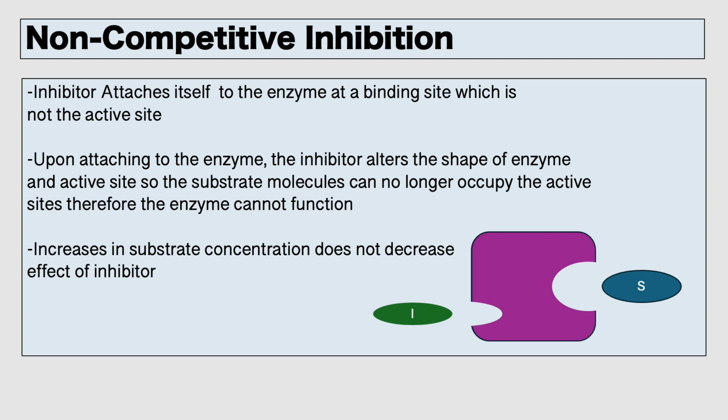In non-competitive inhibition, the inhibitor attaches itself to the enzyme at a binding site which is not the active site. Upon attaching to the enzyme, the inhibitor alters the shape of the enzyme and active site, so the substrate molecules can no longer occupy active sites, therefore the enzyme cannot function. Increases in substrate concentration do not decrease the effect of non-competitive inhibitors.